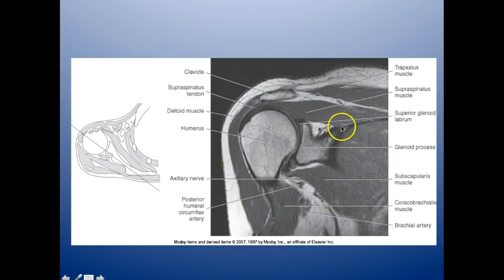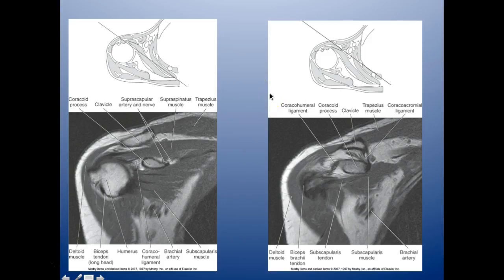This is a little bit more anterior. You can see the trapezius with this supraspinatus, and you have your superior glenoid labrum, your glenoid process, your subscapularis muscles here, coracobrachialis muscles right here. I want you to know your humerus, here's your deltoid, and your clavicle.